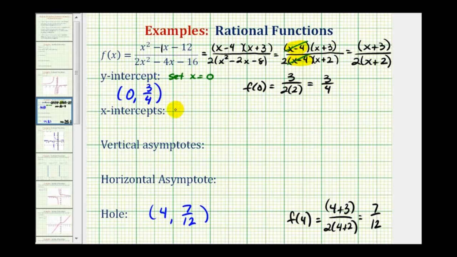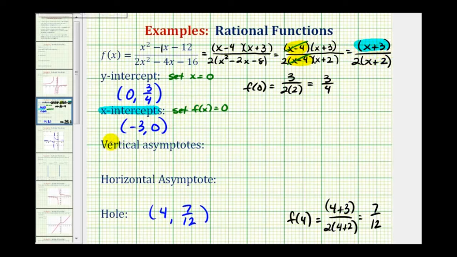Now, to determine the x-intercepts, we set y, or f of x, equal to 0. And again, we're going to use the simplified function. And because we have a rational function, this function is only going to equal 0 when the numerator is equal to 0. Notice the numerator will equal 0 when x equals negative 3, which means our x-intercept is the point negative 3, 0. Notice if we did not use the simplified function, we would make the mistake and assume there would be an x-intercept when x equals 4, but there's not going to be because the function is undefined at 4, and there's actually a hole in the function. That's why we have to use the simplified function.